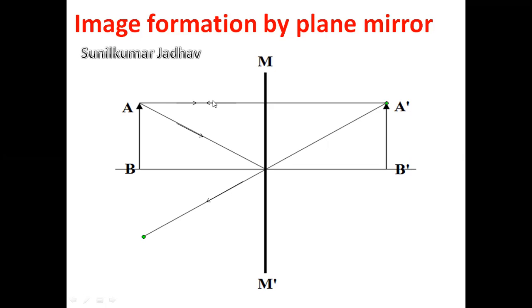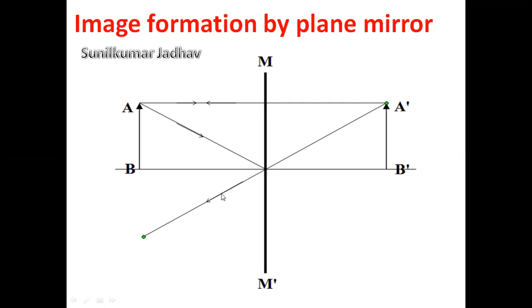If it is incident at 0 degrees to the normal, it will reflect back on the same path. So this ray which is coming along this path will be reflected back along this path. Another ray we have taken, emerging from A and incident at point O at angle theta I, will reflect at theta R.